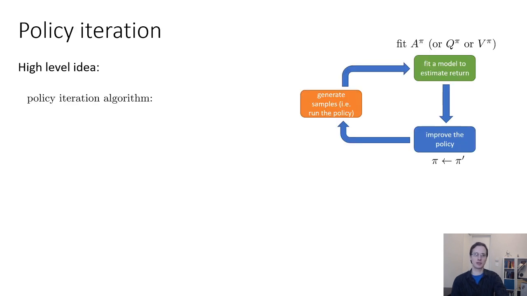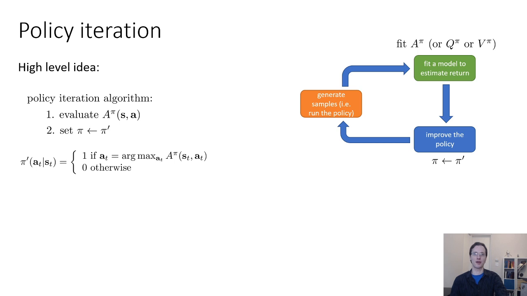This is the high-level idea behind what is called policy iteration. In policy iteration, step 1 is to evaluate the advantage of your current policy pi. Step 2 is to construct a new policy pi prime, which takes an action with probability 1 if it is the argmax of the advantage. And then we alternate these two steps. It's called policy iteration because we iterate between evaluating the policy in step 1 and updating the policy in step 2.